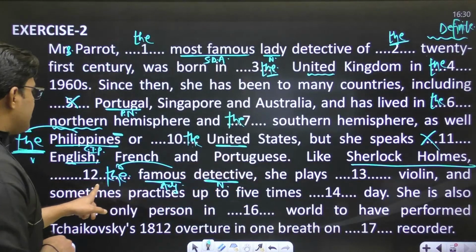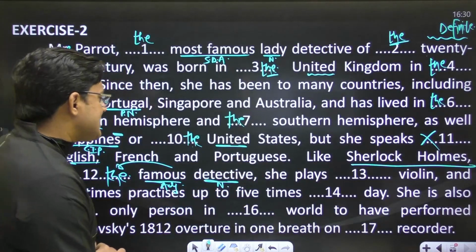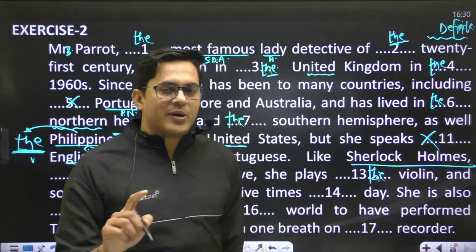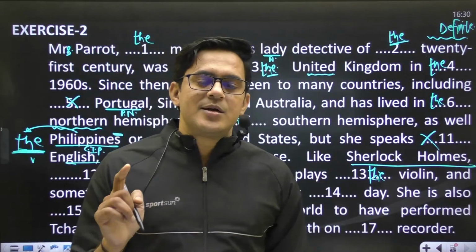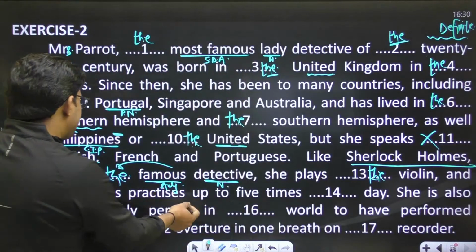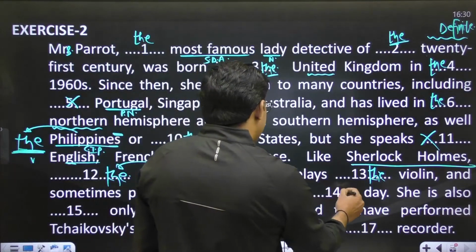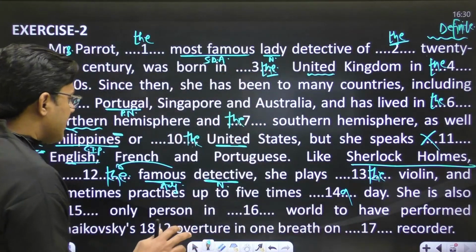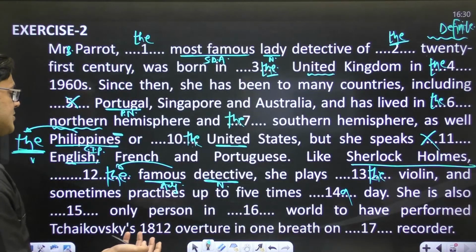Now, the famous detective, she plays the violin, right? All the musical instruments demand the article the before them. The violin, and sometimes practices up to 5 times a day. 5 times a day, okay. Out of a day, she practices 5 times.